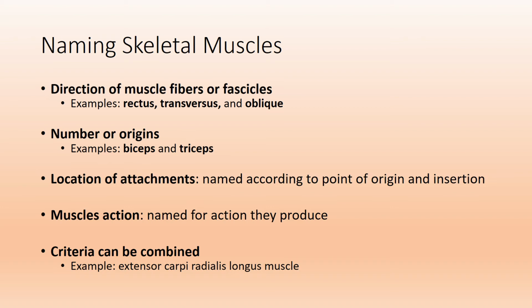Lastly, we can name a muscle based on its action. You will see many extensors as well as flexors. Use the name of the muscle to help you figure out what it does and where it's located. For the most part, we will use different factors when naming skeletal muscles to create just one muscle name. For example, extensor carpi radialis longus muscle. That will be a muscle that extends the wrist, and it will be found on the radial side of the forearm, or the lateral side. And longus simply means long, as opposed to short.